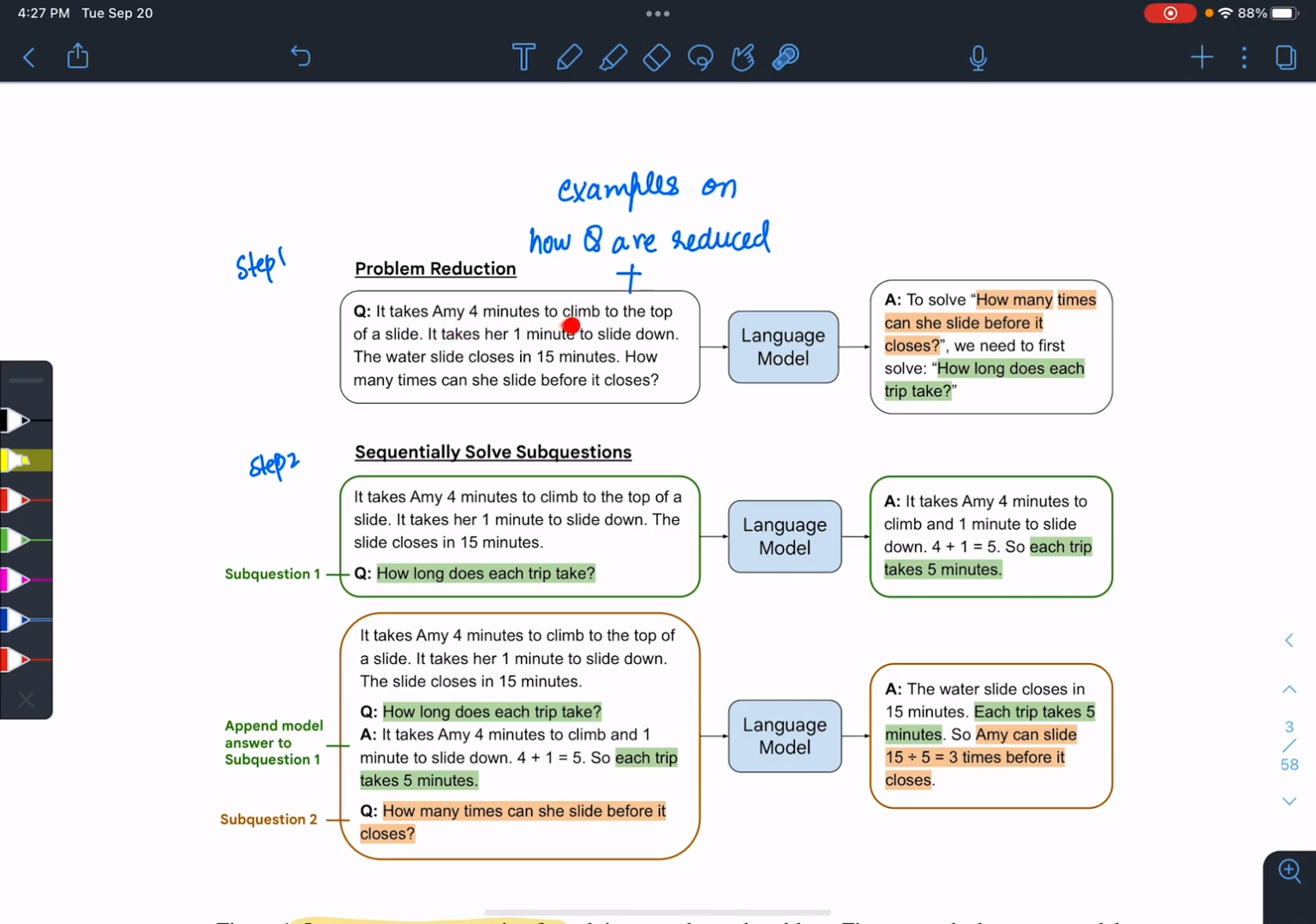So it takes Amy 4 minutes to climb to the top of a slide. It takes 1 minute to slide down. The water slide closes in 15 minutes. How many times can she slide before it closes?